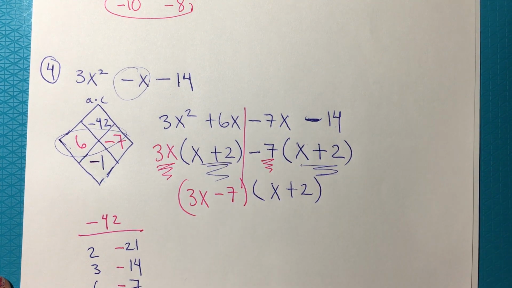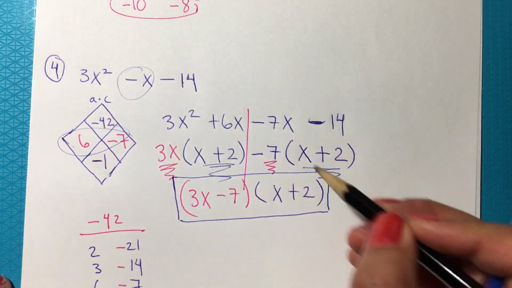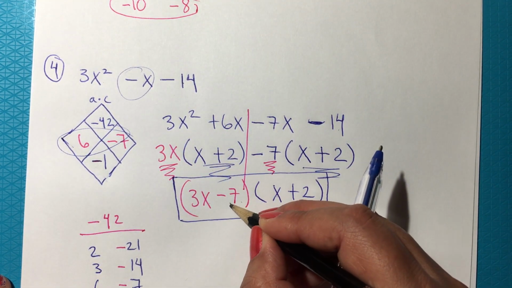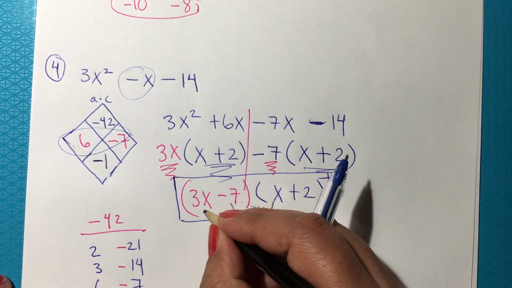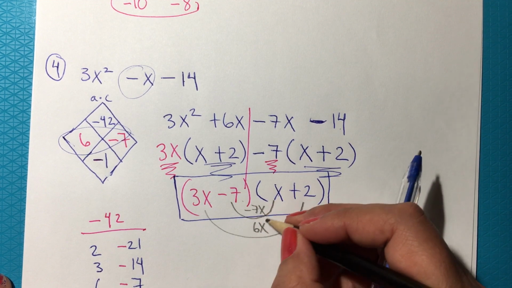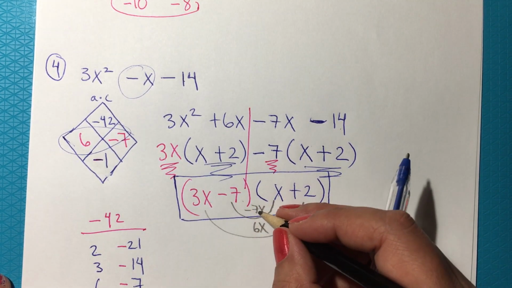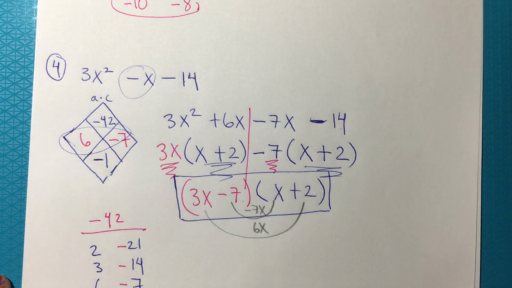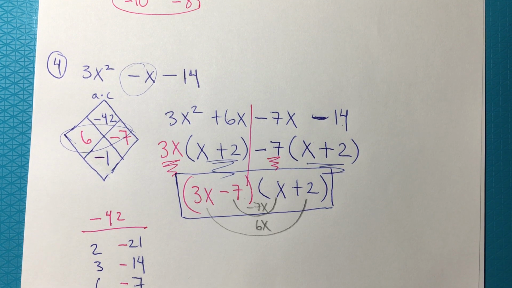As you can see, I'm going a little fast. Quick check. 3x times x is 3x squared. Negative 7 times 2 is negative 14. But for the middle term, negative 7 times x is negative 7x. 3x times 2 is 6x. When we subtract them, because they are different signs, subtract and leave the greater sign. So negative 7x and 6x is negative x. So it is the right factors.